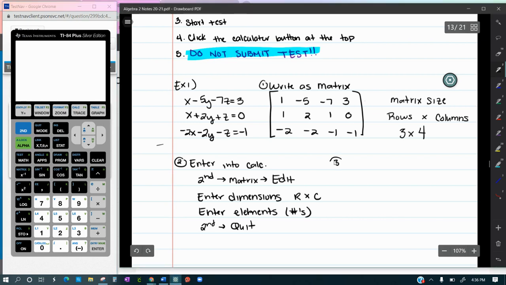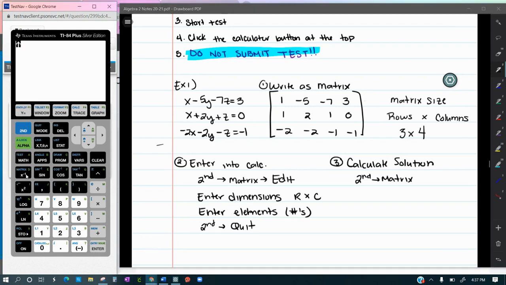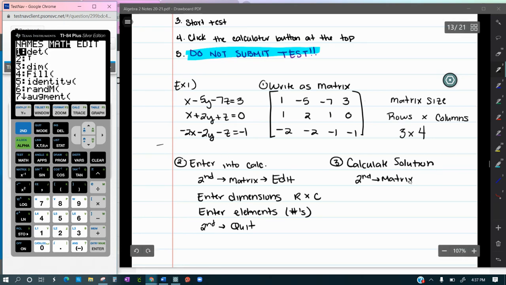Third step is we actually need to solve this matrix. So now we're going to calculate the solution. So the first thing to calculate the solution is you're going to do that second button and then matrix again. So let's do that. So we're going to do second and then matrix. But this time we're going to move over to math using our right arrow. So second matrix and then math.